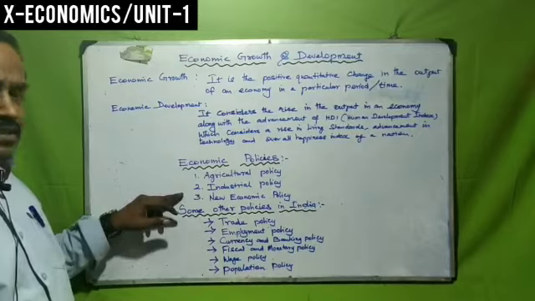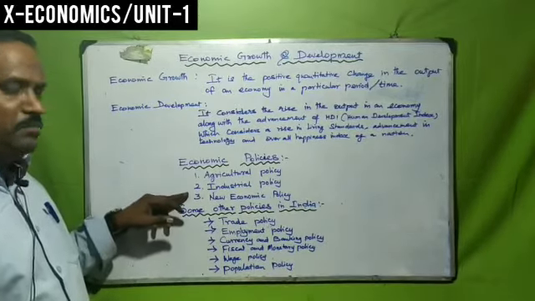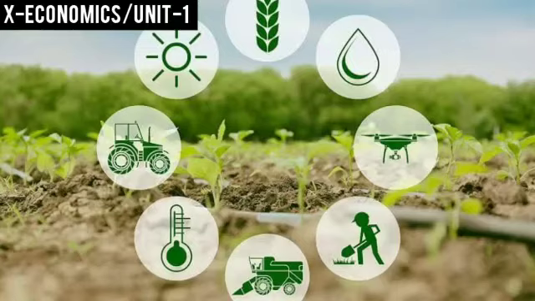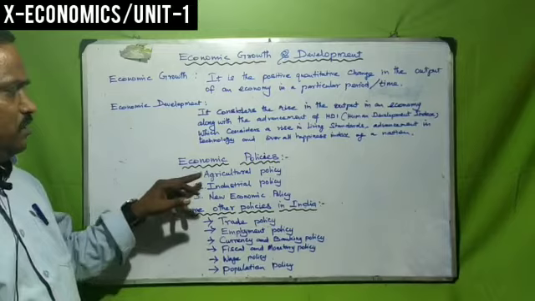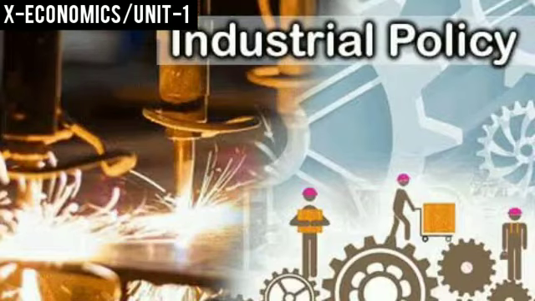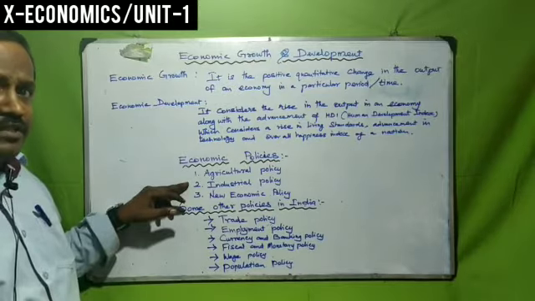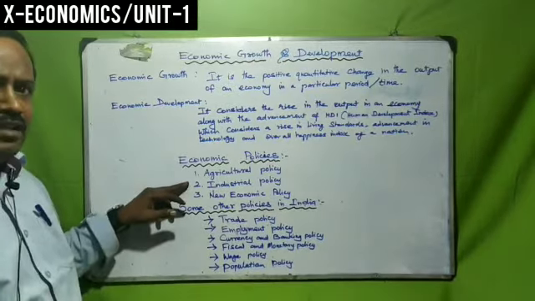There are three policies available: agricultural policy, industrial policy, and new economic policy. Agricultural policy means that in the agricultural land they are going to use some advanced methods and technology, that we call agricultural policy. Second point, industrial policy: through the industries, how they are going to make use of new methods or new forms of ideas or concepts with the labor and advanced machines, that we call industrial policy.